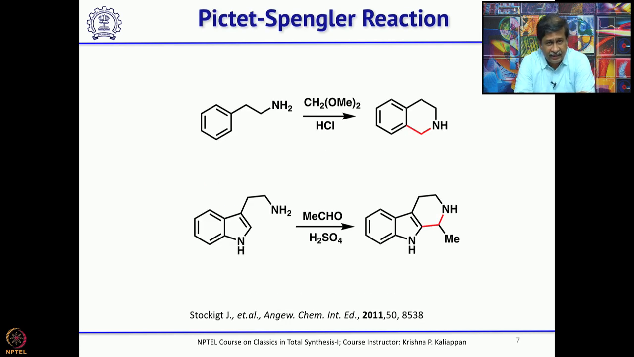The Pictet-Spengler reaction: if you have a phenylethylamine, then on treatment with an aldehyde or protected aldehyde in the presence of acid, it can undergo cyclization. Basically what you are doing is introducing the CH2, or CH if you are using an aldehyde. This is how one can cyclize to form a 6-membered ring.